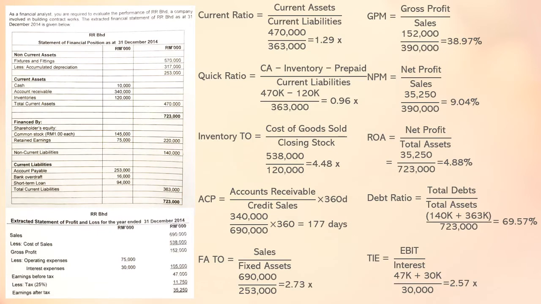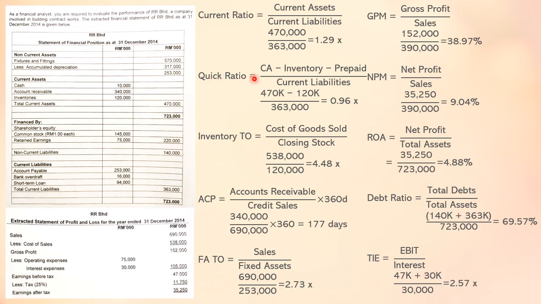Alright, so first of all, they ask you to calculate current ratio. So current ratio, the formula is current asset divided by current liabilities. So where can you get current assets? Look at your financial position. Look at the total current assets here, 470,000. Current liability, look at your financial position. Take the total 363,000. You put in the figure, so you should get 1.29 times.